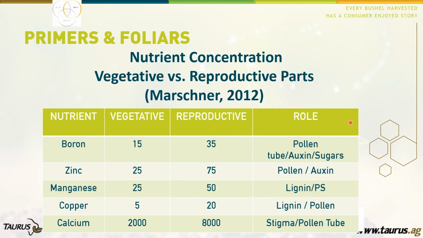Now we can take a look at what Dr. Marschner put out quite a while ago, showing that there's a shift in terms of demand for nutrients as we move from vegetative to reproductive stage. You can see it goes up quite substantially, triples there, doubles there, with copper quadruples, and calcium also quadruples, and it's used in pollen tubes and pollen, lignin for making strong pollen tubes, a whole bunch of things.